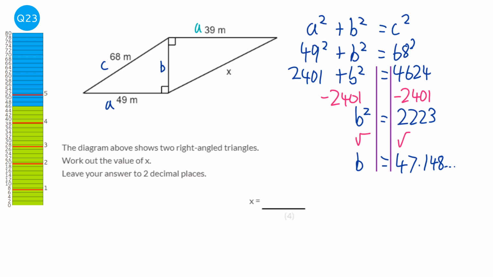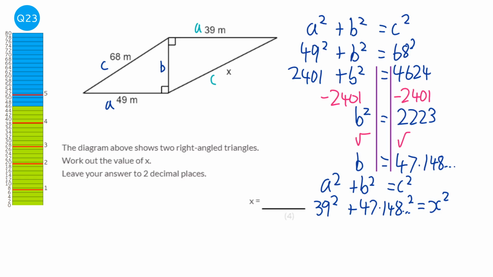Okay, we're now looking at the second diagram, and this time we've got our b, and we're going to call x the c. So it'd be a squared plus b squared equals c squared, but this time a is 39. B we are given as 47.148, we've just worked that out. And we're looking for c, in fact we can call it x now. Okay, so we need to square that. So we do 39 squared plus 47.148 squared.